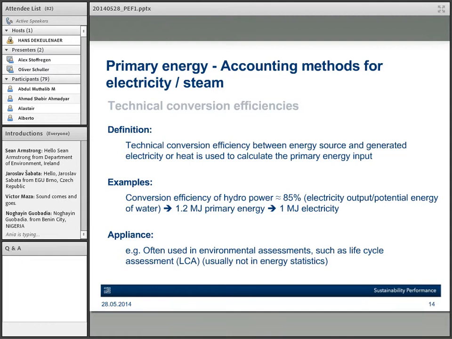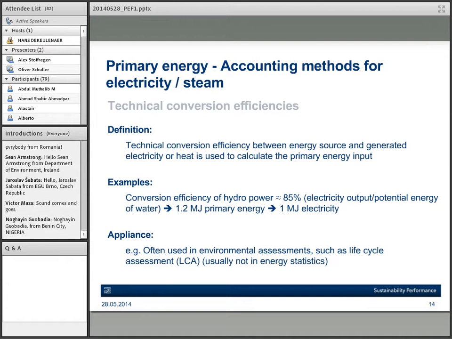So you see already that there are, of course, different numbers and also different types of what is accounted here. And as I said already before, this is often used in environmental assessments, such as life cycle assessment, for instance, but it's not used in energy statistics.